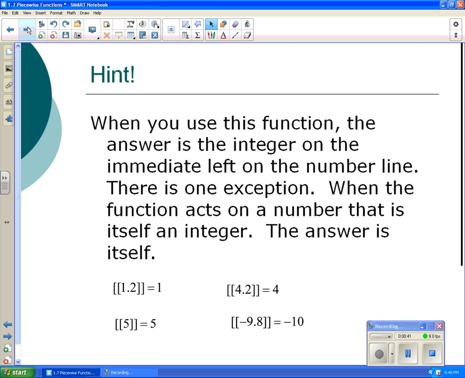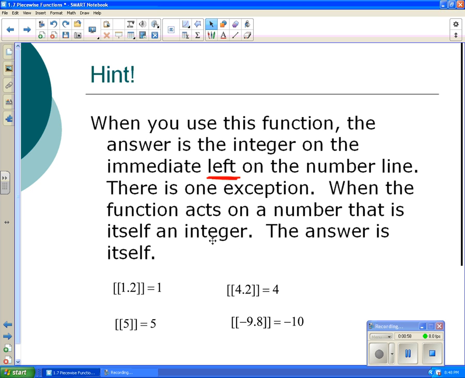When you're asked to find the greatest integer, think about the integer immediately to the left of that number on the number line, and that'll be your greatest integer. Now the only exception would be, of course, if you're looking for the greatest integer of an integer, it would then be that integer.